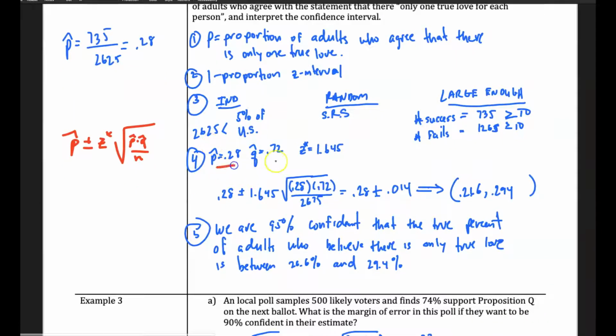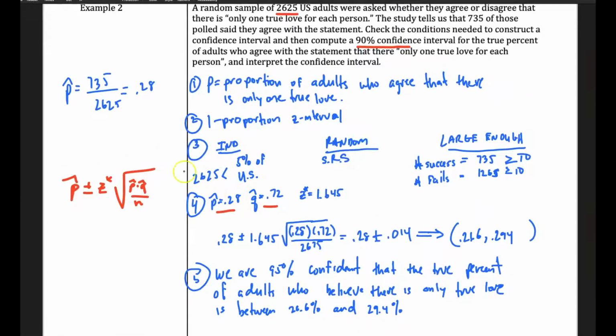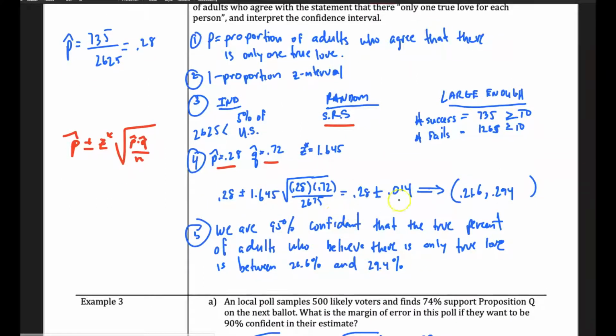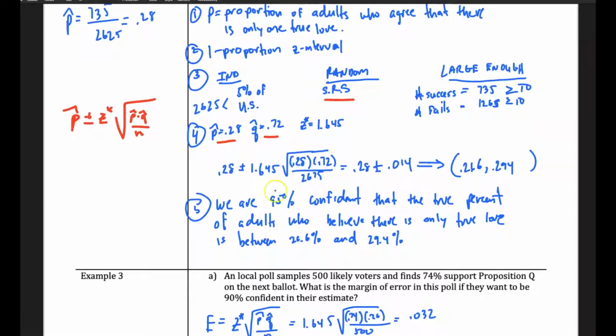You can see we have the values. Q hat, remember, is the complement of p hat, 28% success. It's large enough, the values are greater than or equal to 10, so we're good there. Simple random sample, and of course 2,000 is less than 5% of the US population, so we're good. We go ahead and plug this in. Again, the most important part is knowing how to plug this in and then the interpretation.